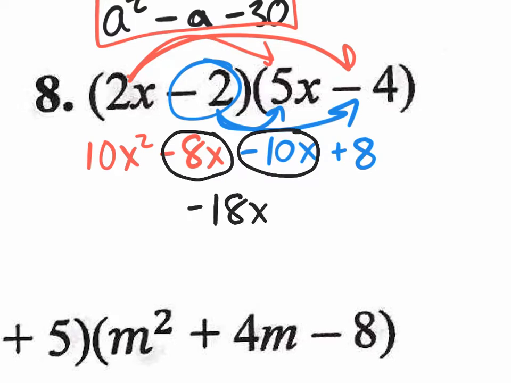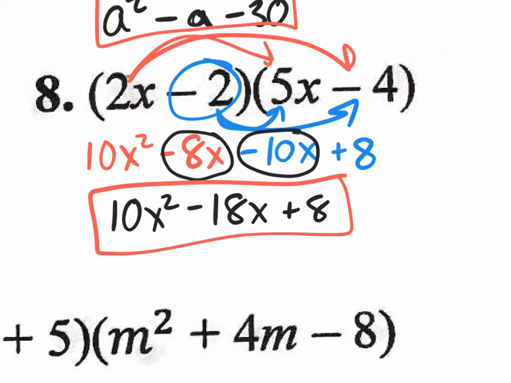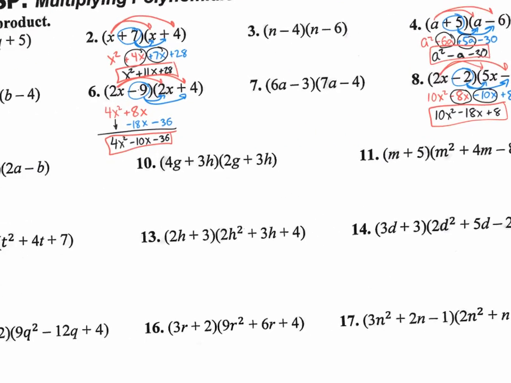What about the first term? Just bring it down, 10x squared. The last term plus 8, bring it down. That's your answer right there. So you could stack them if you want, or you could just leave them side by side. Let's jump to number 10.